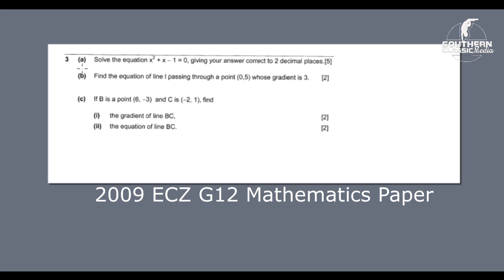So question 3A says, solve the equation x squared plus x minus 1 equals 0. Then we're told, giving your answer correct to 2 decimal places. That is 5 marks. Now that 5 marks is not just there for nothing. There is a catch. So I expect you guys to pay attention.